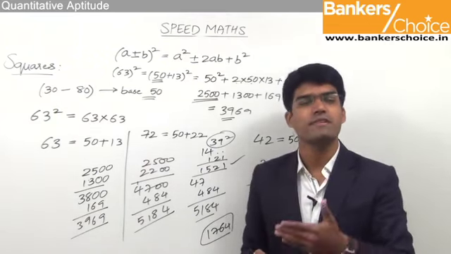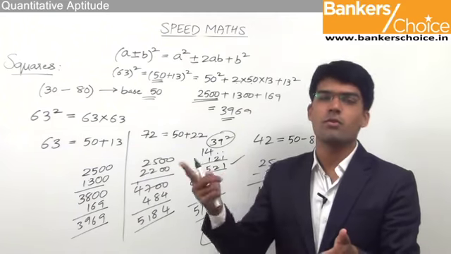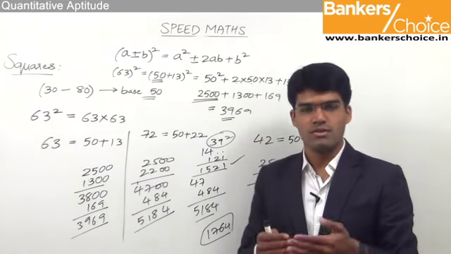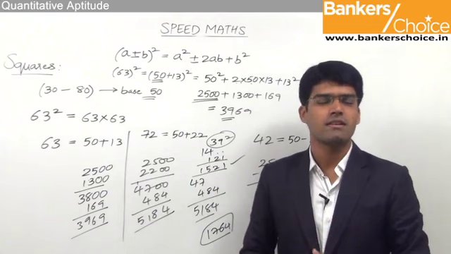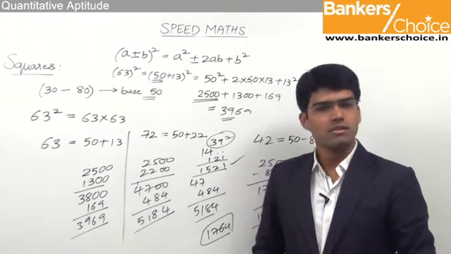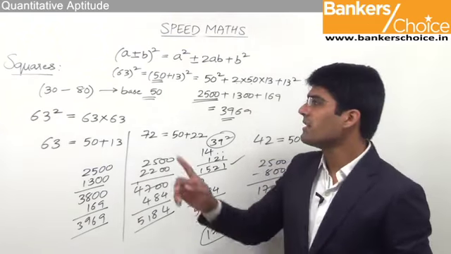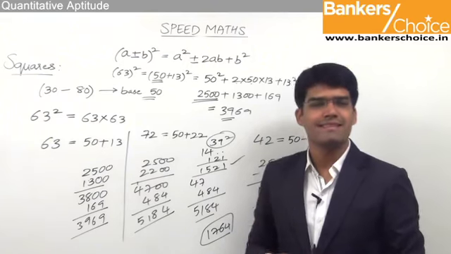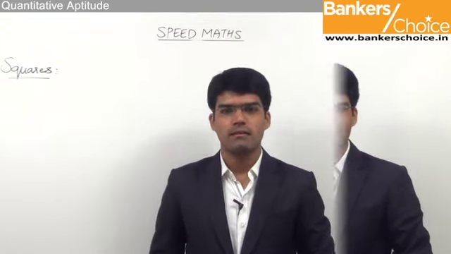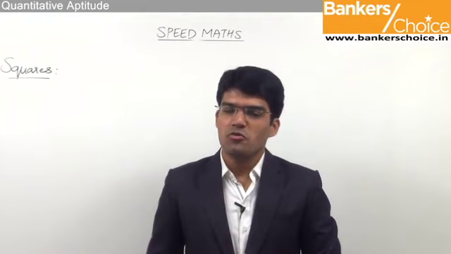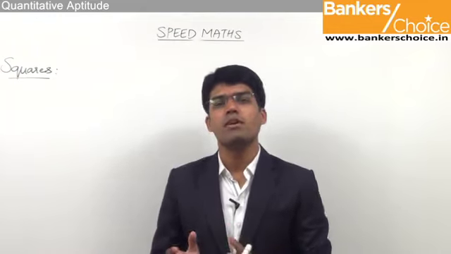2500 minus 400 is 2100. Plus 4 square. 4 square is 16. So 2100 plus 16 will give us 2116. So this is how we can find out squares ranging from 30 to 80 in less than 3 seconds. Let us now understand how to find out squares for numbers beyond 80.